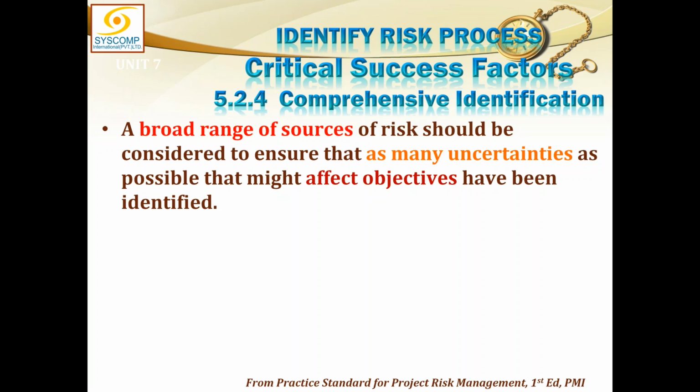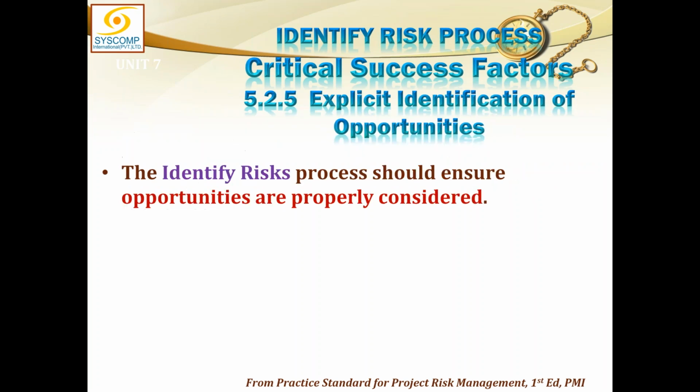Comprehensive identification means a broad range of sources of risk should be considered to ensure that as many uncertainties as possible that might affect objectives have been identified. So, you know, proper format and all the details which can be secured about that risk must be identified, and all the probable sources of that risk must also be pointed out.